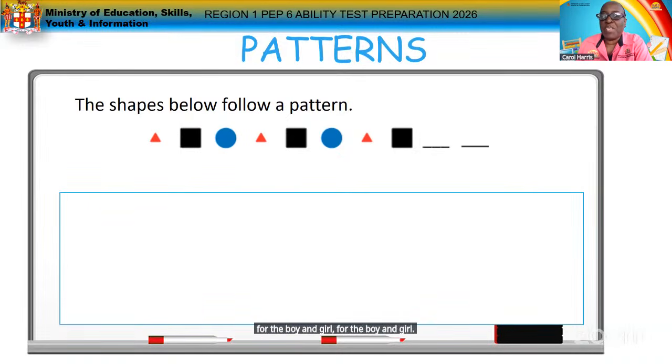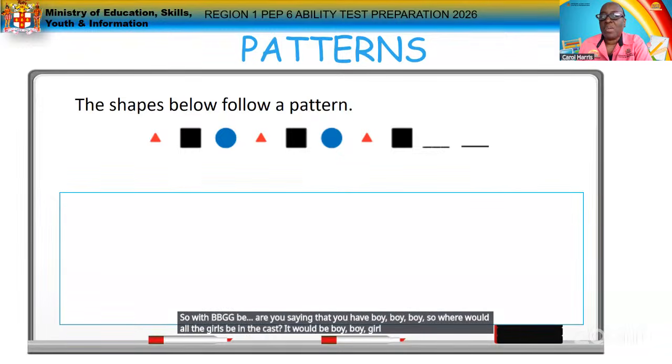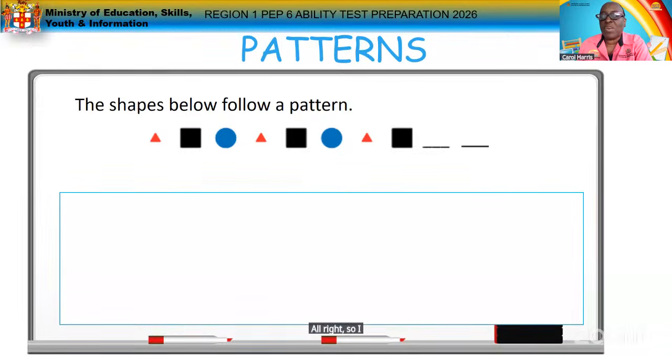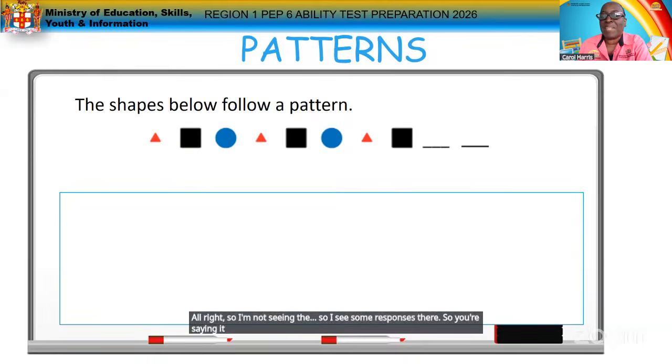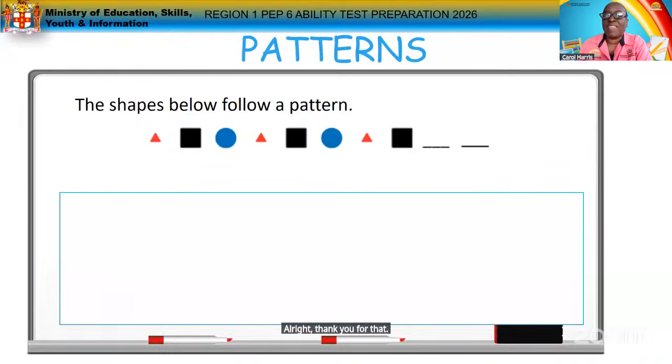I have BB, GG, but hold on, I see some responses. So would BB, GG be, are you saying that you could have boy, boy, boy? So where would all the girls be in the class? It would be boy, boy, girl, girl. So you're also saying it's an expanding pattern: boy, boy, girl, girl, and three boys and girls. All right, thank you for that. Girl, girl, boy, boy, boy. Thank you for that.